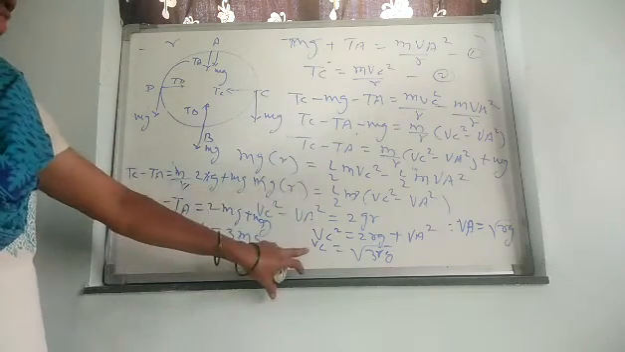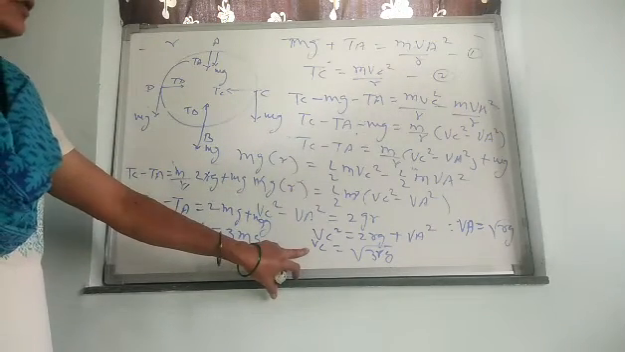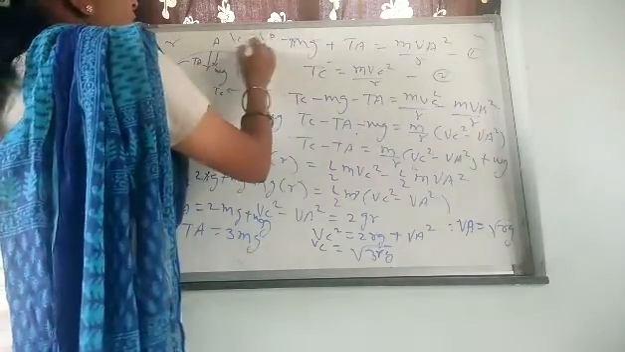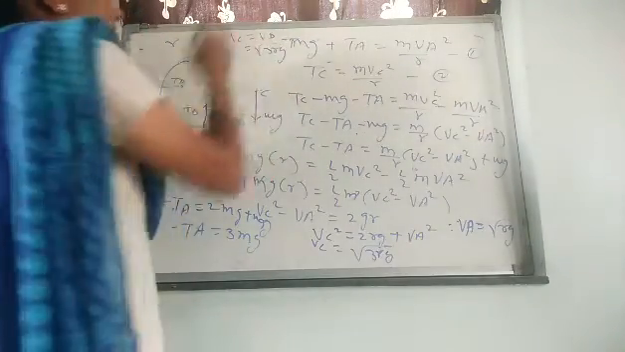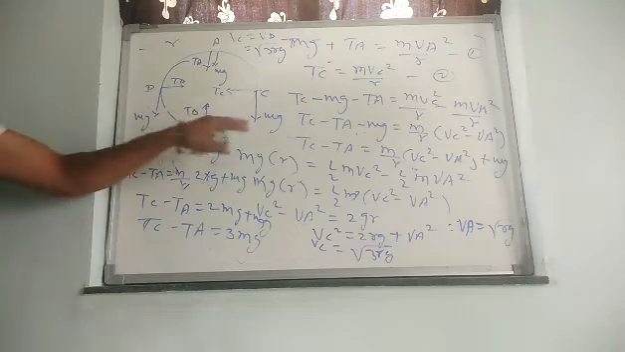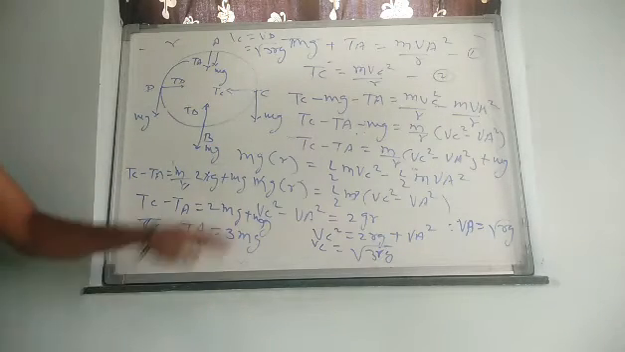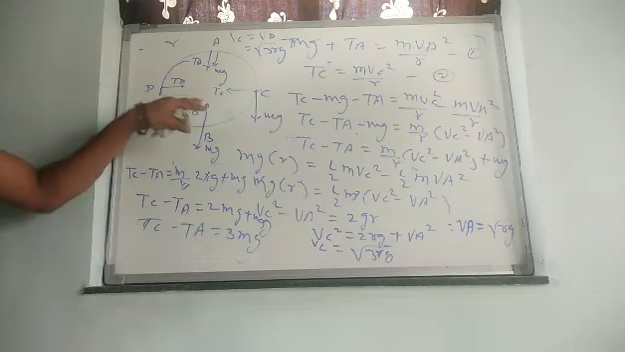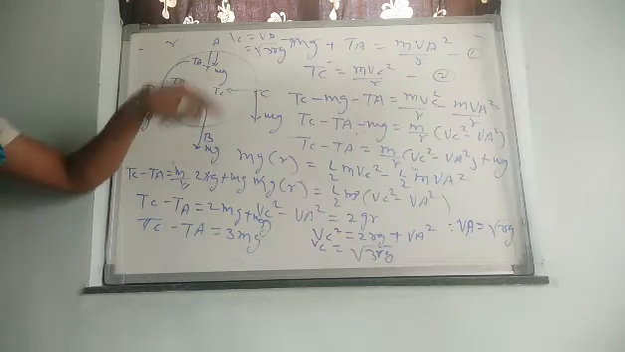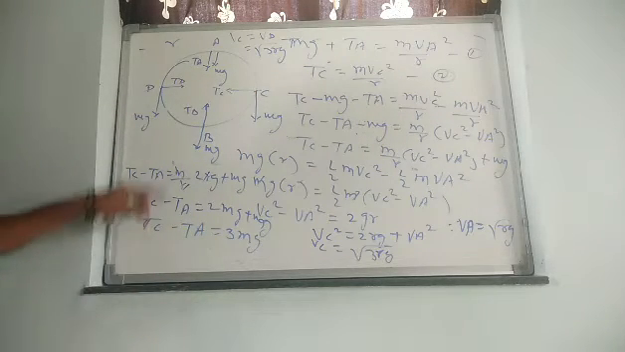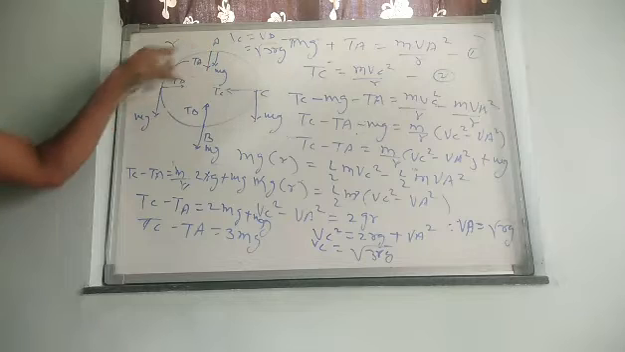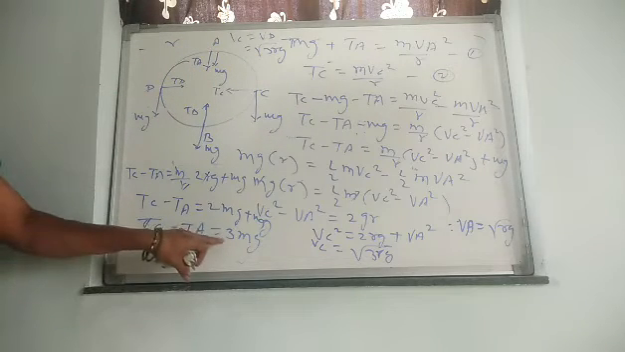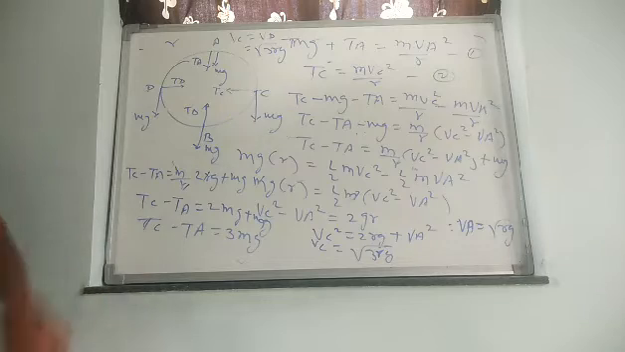This is the velocity at the horizontal position. That means vc is equal to vd is equal to root 3rg. In this way, we have found out the velocities at the horizontal position, that is equal to under root 3rg, and the difference between the tensions at the topmost position and at the horizontal position, that means Tc minus Ta, is equal to 3mg. This we have proved.